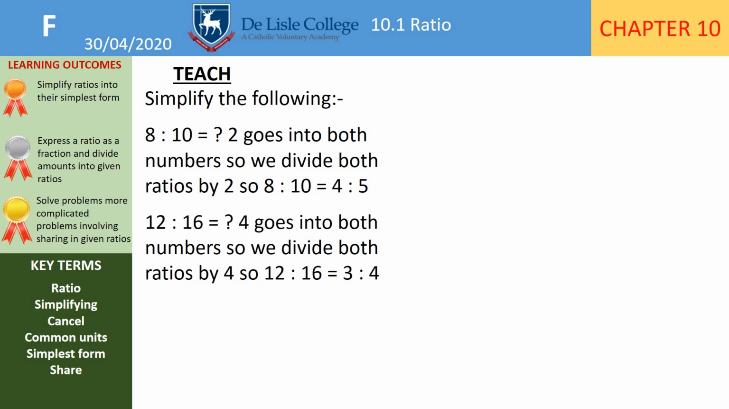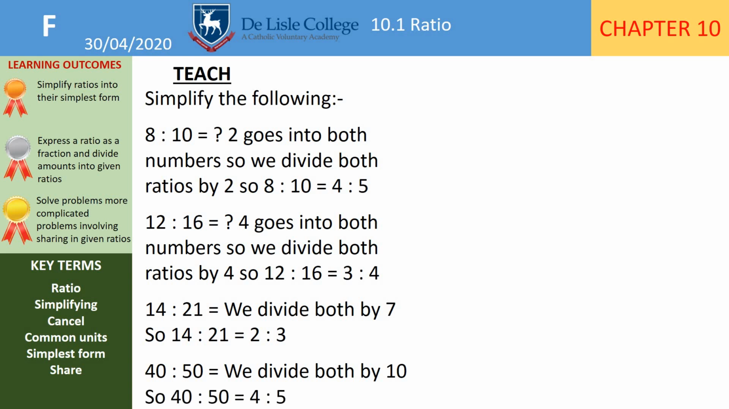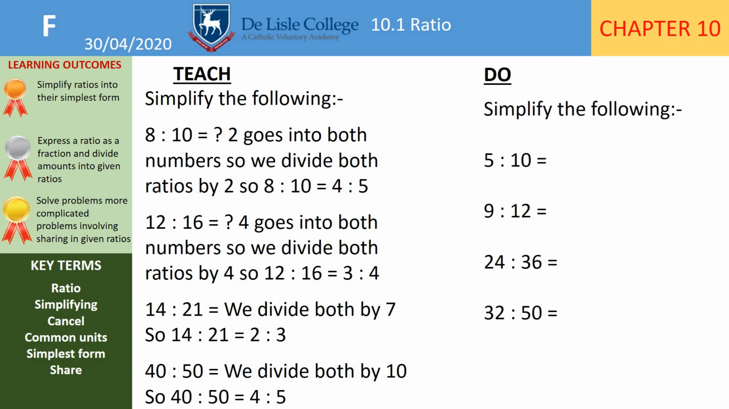12 to 16 is what? Well, 4 goes into both numbers. 4 is the highest common factor of both numbers, so we divide both of them by 4 to get 3 to 4. 14 to 21, well, 7 is the only number that goes into both of them, so we divide them both by 7 and get 2 to 3. And finally, 40 to 50, the highest common factor is 10, so we divide both by 10 and get 4 to 5. Here are some questions for you to do. Write them down in your book carefully, simplify them, pause the video, and then mark them afterwards.